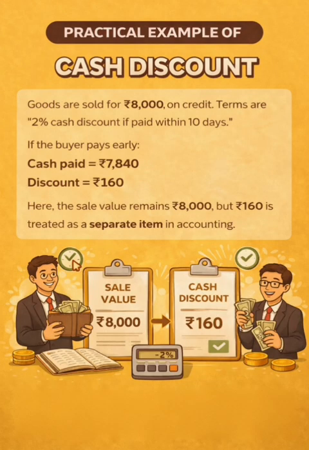Practical example of cash discount. Goods are sold for Rs 8,000 on credit. Terms are 2% cash discount if paid within 10 days. If the buyer pays early, cash paid is equal to Rs 7,840, discount is equal to Rs 160. Here, the sale value remains Rs 8,000, but Rs 160 is treated as a separate item in accounting.